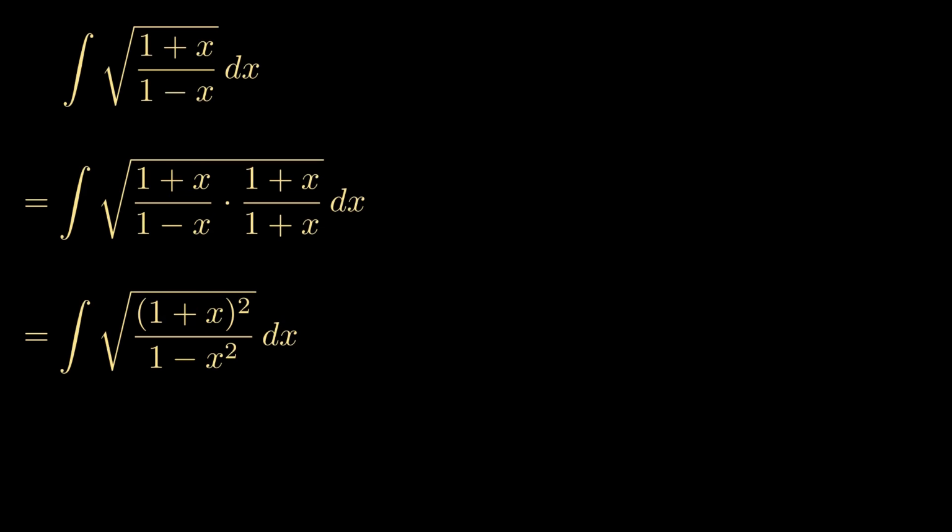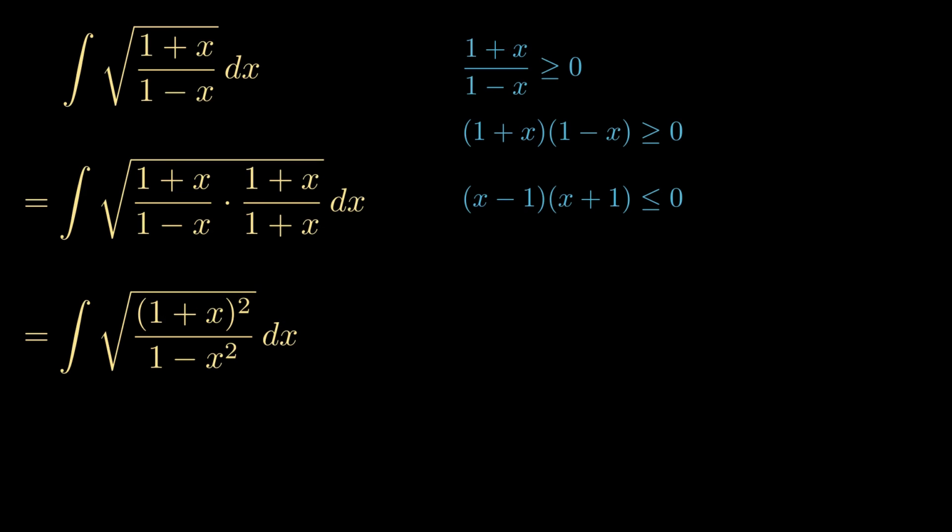Let's consider what the domain of the original function is for a moment, because this will be very important for simplifying the integrand we have at the moment. The expression inside the square root in the original integrand is 1 plus x over 1 minus x, and since we are only considering the integral in the real numbers, this means 1 plus x over 1 minus x has to be greater than or equal to 0 for the square root to be defined. If we solve the inequality 1 plus x over 1 minus x greater than or equal to 0, we end up with negative 1 less than or equal to x less than or equal to 1.